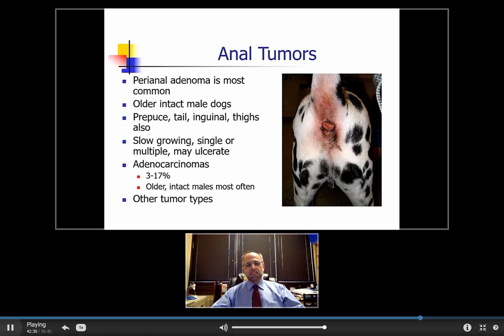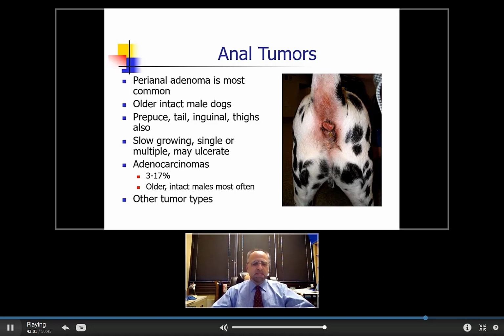These are typically seen in older intact male dogs, and we do need to do some cytology on these prior to surgery, because if it's an adenocarcinoma, then we have to plan our surgery a little bit differently, because we'll have to take very wide margins of tissue at that point. We may see perianal adenomas in other locations along the perineum, even down by the prepuce or the inguinal or the thigh regions. They're characterized as very slow growing. They're usually single, but they may be multiple, and they can ulcerate and bleed.